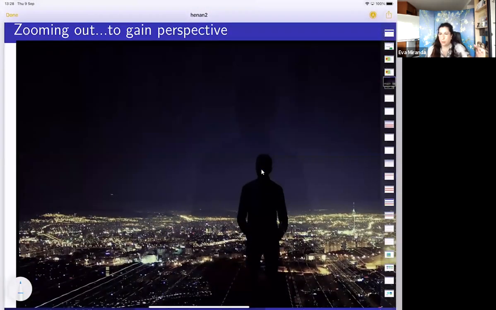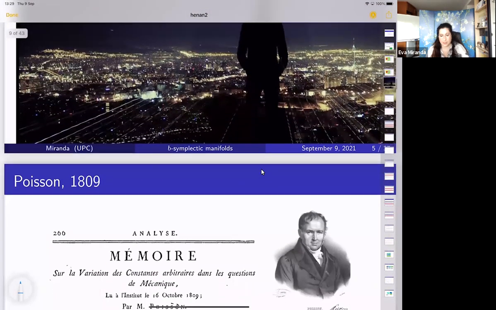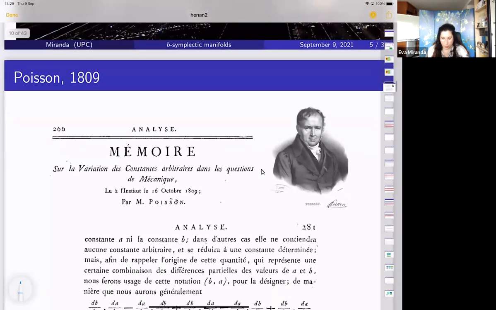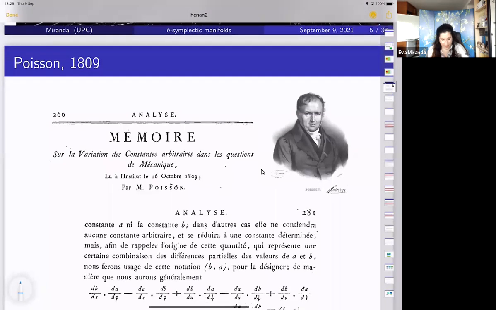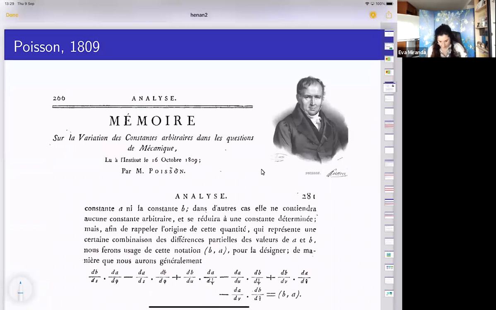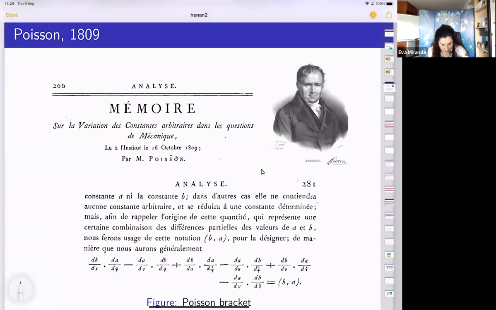To zoom out will be equivalent to looking at these structures as a Poisson structure. And to zoom in will be to think of these structures as a symplectic form, which is not a symplectic form, but something that behaves like a symplectic form. And the conclusion of the day is that it's interesting to study both points of view, okay? Let me talk about Poisson. Who was Poisson? A long time ago, he gave this formula in his Mémoire sur la variation des constantes arbitraires dans les questions de mécanique.